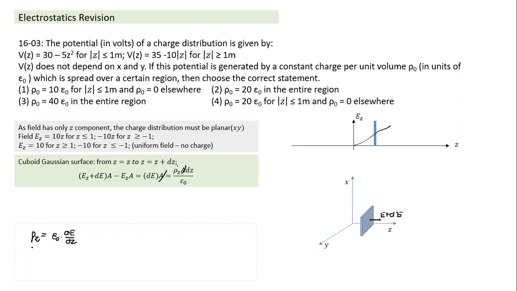So what is the charge density here? Charge density is epsilon naught times the field gradient. We had calculated the field gradient. The field gradient was 10. Hence, the density is equal to 10 times epsilon naught. So this is how we find the volumetric charge density.